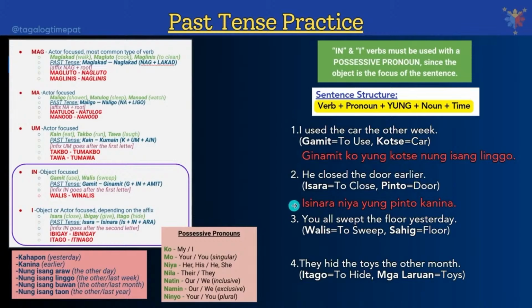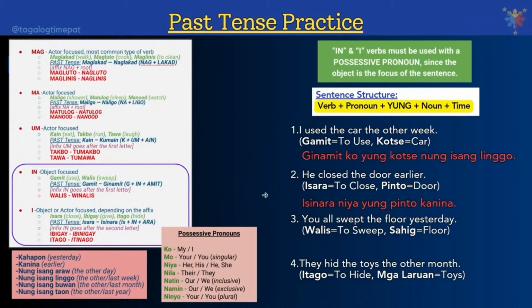So again, remember for i-verbs, the in just goes after the second letter. Then it's the pronoun niya, which is he or she in the possessive pronouns. Then it's the word yung, which means the. Then it's the noun pinto, which means door. Earlier is kanina. So we are just plugging all of the words into the sentence structure and then using the conjugation patterns that we learned.